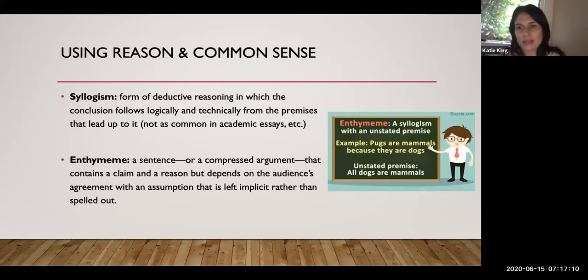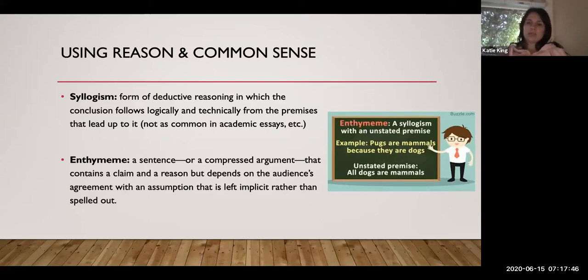If you ever read philosophy, philosophers do this ad nauseum, and it drives people insane, right? Enthymeme is what we tend to do a little bit more often when we're speaking, and what we want to do when we're doing algebra, which is kind of cutting the corners, where we say, like, well, yeah, but you know what I mean, right? So an enthymeme is a compressed argument. It contains a claim and a reason, but it depends on the audience's agreement with an assumption that's left implicit rather than spelled out, right?